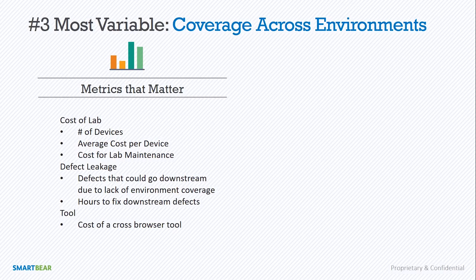So if you are conducting parallel testing within your organization, what is the cost of the lab? Looking at the number of devices and the cost of lab maintenance. And if you don't do this parallel testing across various devices, environments, and configurations, because of time constraints or cost constraints, what are the defects that could go downstream due to the lack of environment coverage? Because it is also more expensive to fix defects that go downstream versus earlier on in your development cycle. And then also the cost of a cross-browser tool.